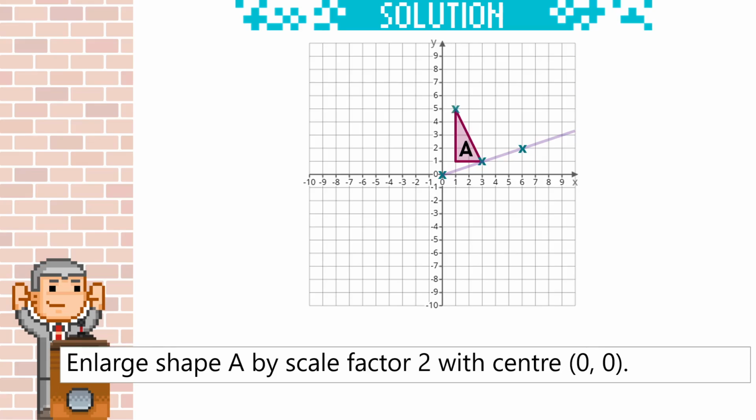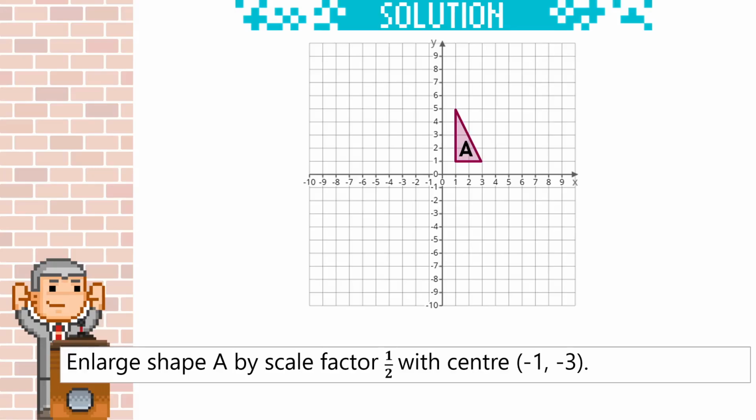We can then mark a different point on our shape and do the same thing. Draw a ray line and go twice the distance from the centre of enlargement, which will end up here. And we're going to do this for the third line, and the point will be here. Finally, we draw in our shape.